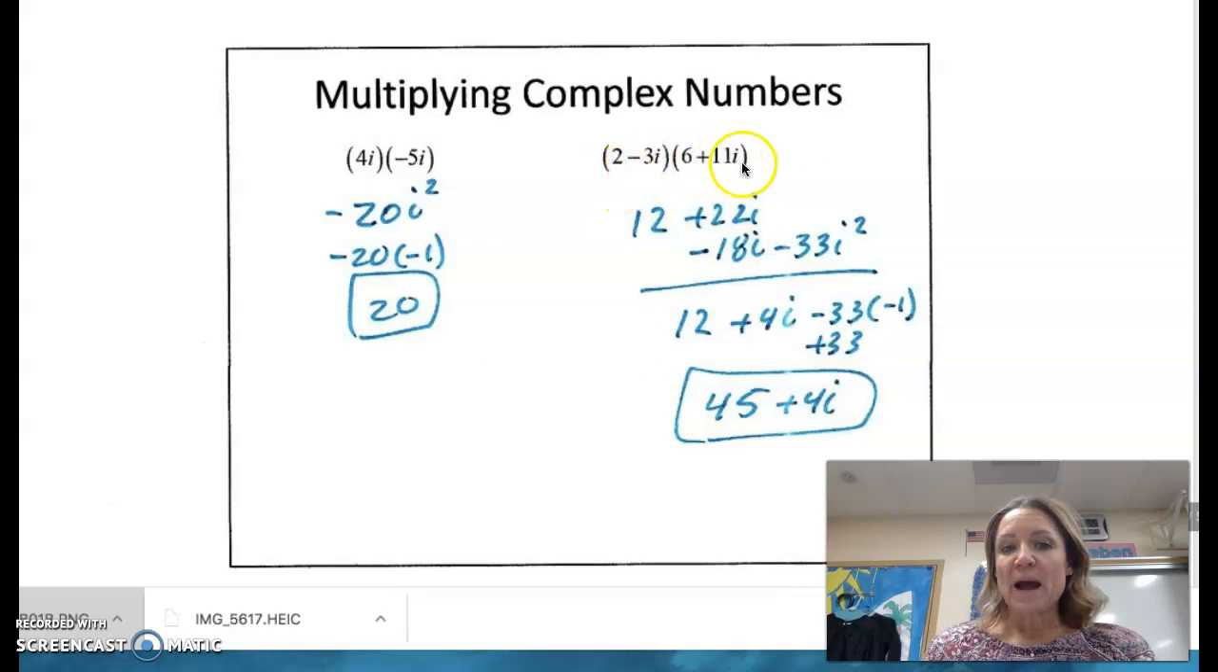What if you have a binomial times a binomial of complex numbers? You're going to FOIL. 2 times 6 is 12, 2 times 11i is 22i, negative 3i times 6 is negative 18i. I wrote it directly underneath because those are like terms. Then negative 3i times 11i is negative 33i squared, and i squared simplifies to negative 1. We'll get there in just a second. Bring down the 12 because it's the only like term. 22i minus 18i is 4i. And then negative 33 times negative 1 is positive 33.